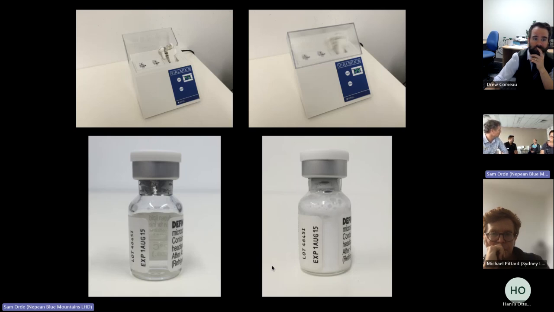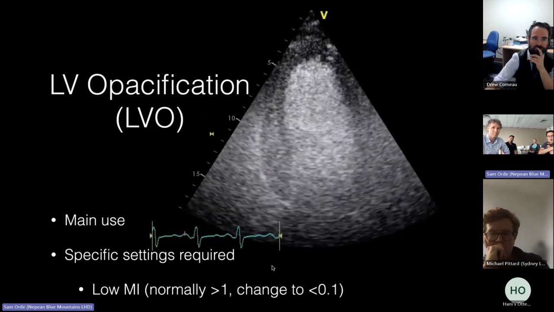And can you wash out your images if you use too much contrast? Absolutely, and I'll show some examples of that in just a second.